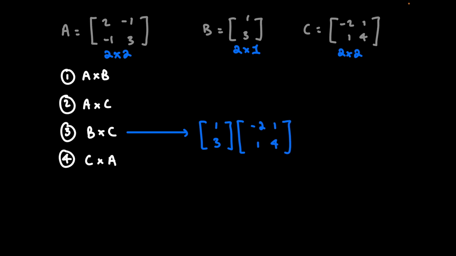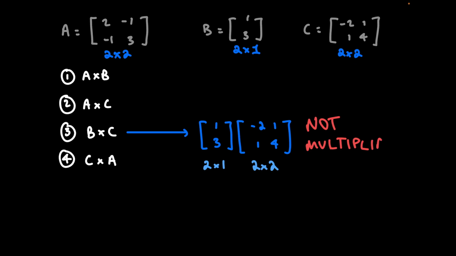So the first matrix is a 2 by 1 matrix, and the second one is a 2 by 2 matrix. Can you multiply these two matrices together? For those of you that said yes, I want you to rewind the video and see what I said before about whether two matrices are multipliable or not. But for this one here, they are not multipliable. I repeat, they are not multipliable.